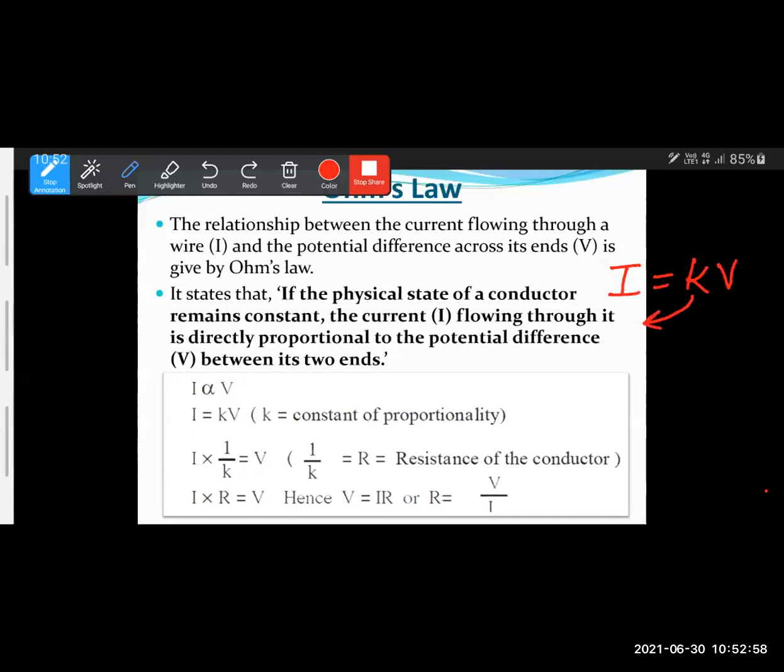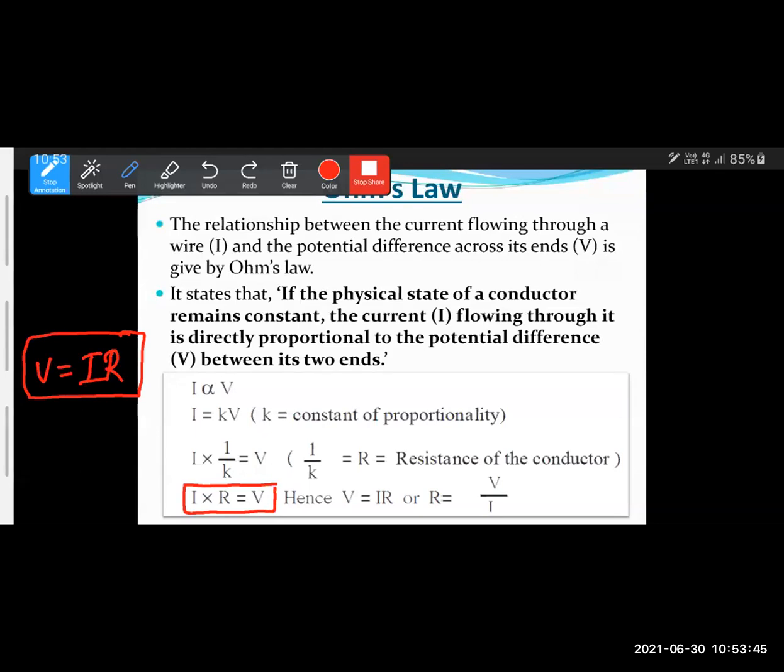If you take that K on the left hand side, it will become I divided by K equals V, or you can write it as I into 1 by K equals V, which is our equation over here. Now as we had just discussed, 1 by K is R. So if you replace this 1 by K by your term R, which is your resistance, the equation will change as I into R equals V. Or we can write it down as V equals IR, which is the most important equation. And this equation is called your Ohm's law, equation of Ohm's law.